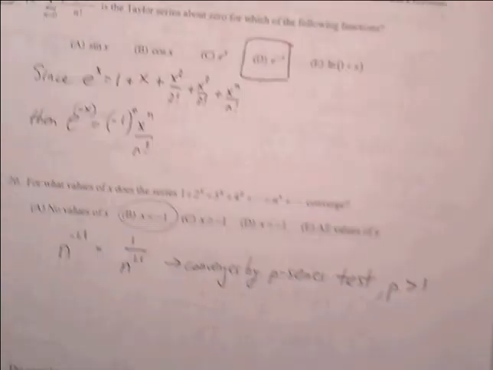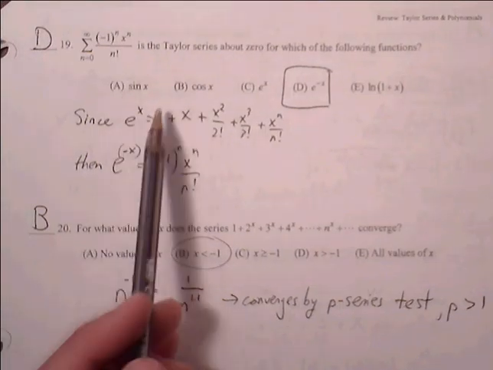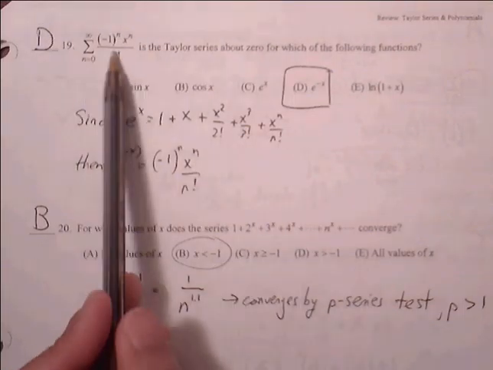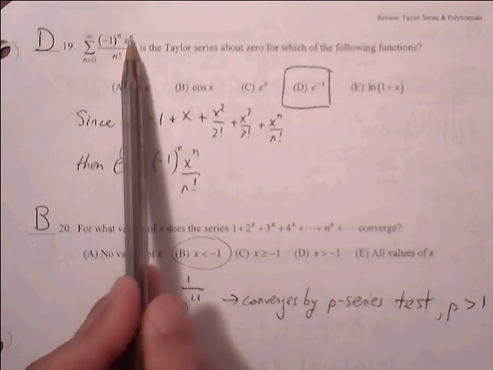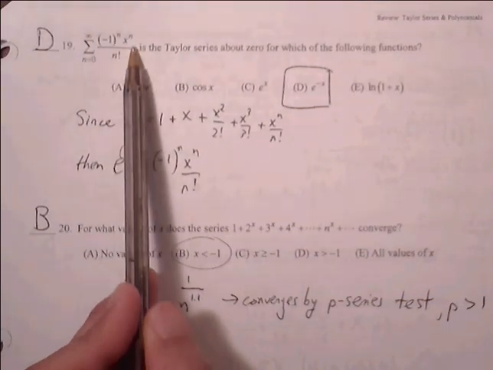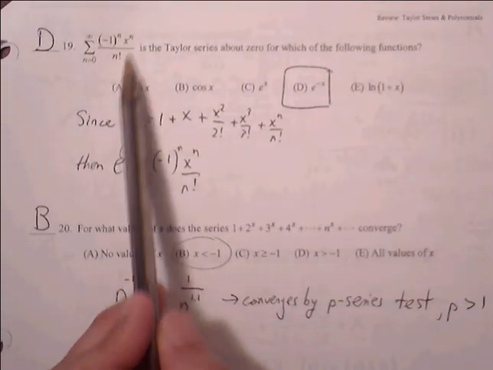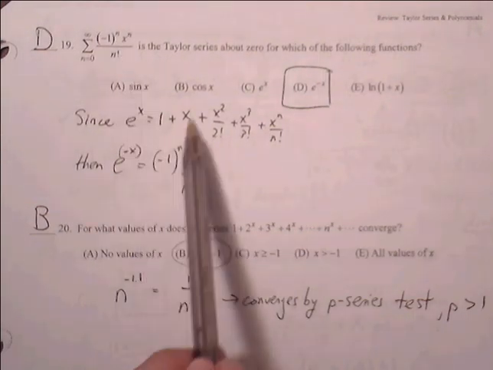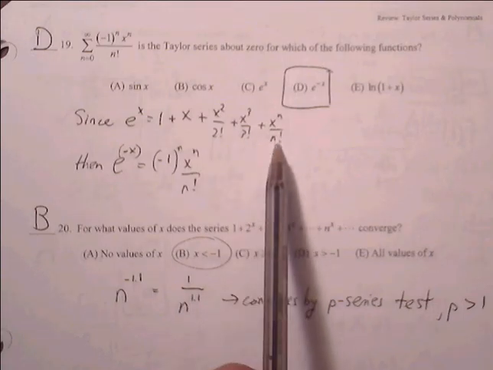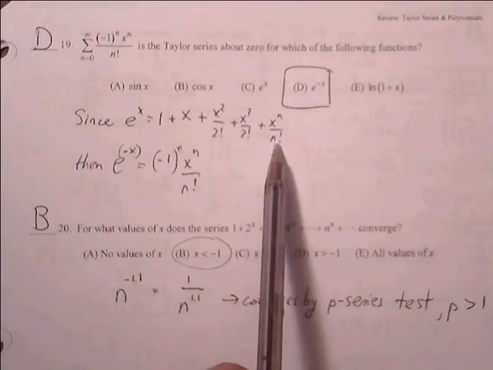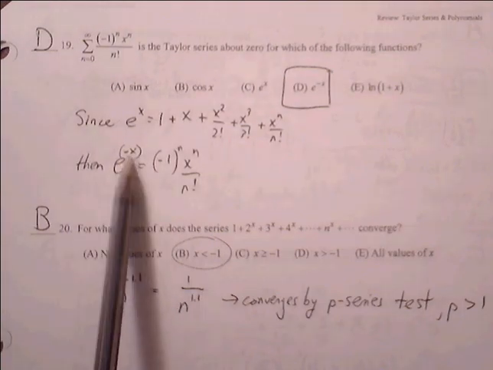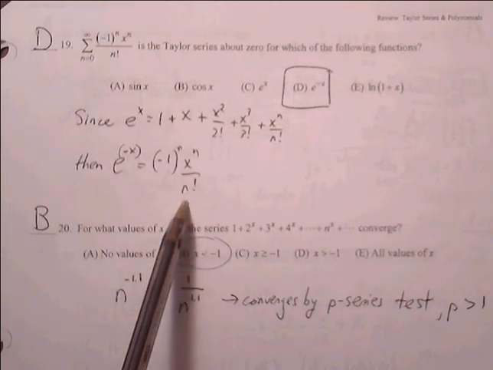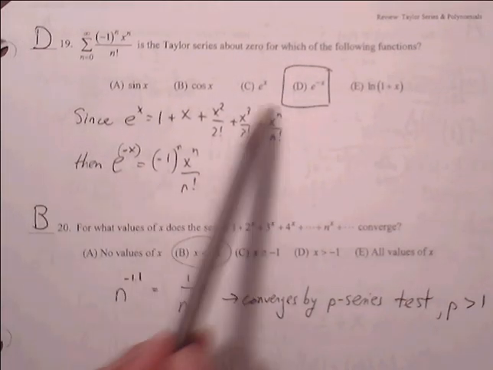Okay, continuing on with the next page here, 19. We have a series here. We know the Taylor series about 0 for which of the following functions. We should be able to recognize this to be the Taylor series for e to the x, because we know e to the x is 1 plus x plus x squared over 2 factorial, in the form of x to the n over n factorial. So therefore, e to the negative x would produce negative 1 to the n times x to the n over n factorial. Right? So we have e to the negative x.